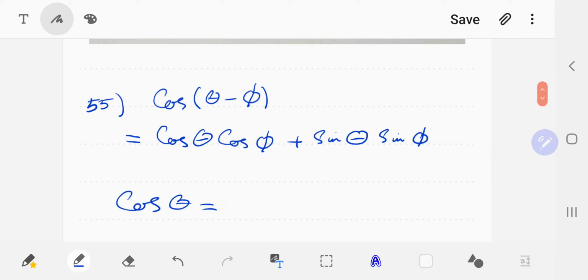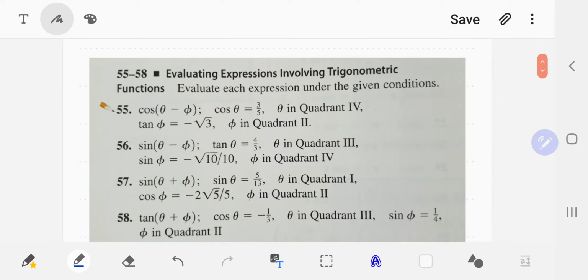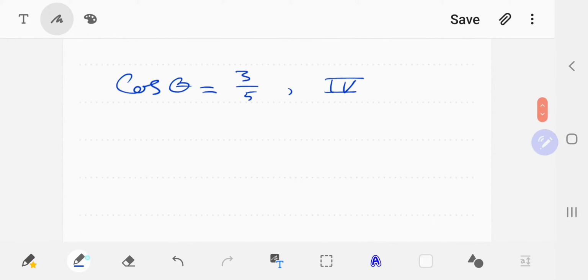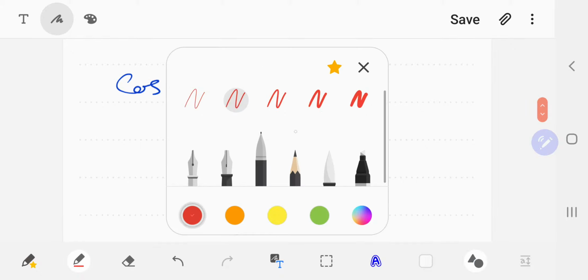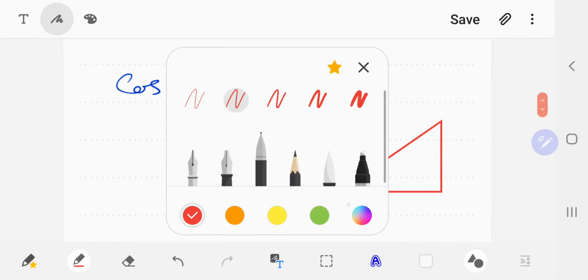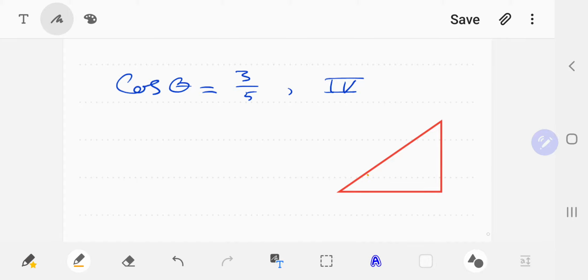Cosine theta is given and it's equal to 3 over 5, and he said that theta is in the fourth quadrant. Now, how am I going to do this? Well, the best thing to do here is to draw a right triangle, of course. And what's given for us is theta. Cosine is 3 over 5.